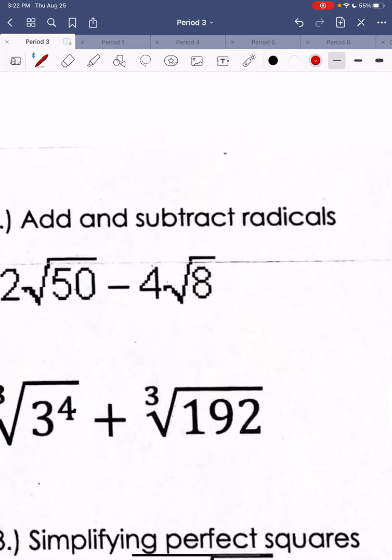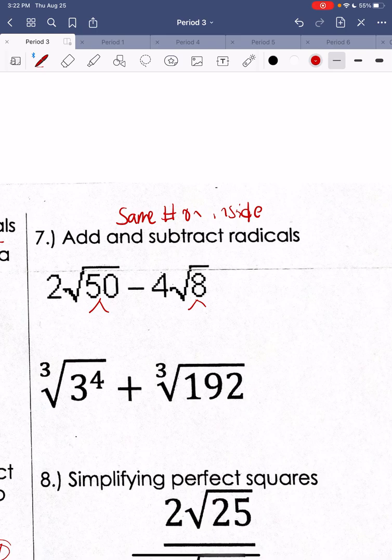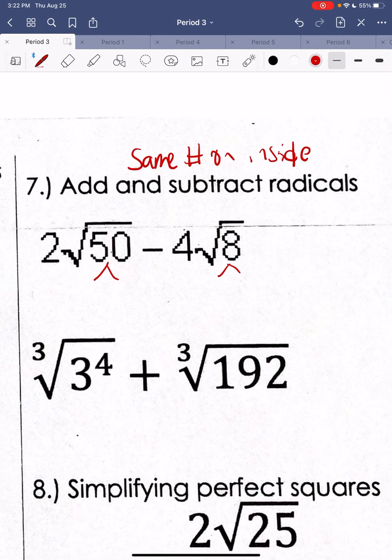The next thing you need to know is adding and subtracting. So we're going to break down that 50 and that 8. To add and subtract, you need the same number on the inside. So 50, we want to break down into perfect squares like 25 and 2, and bring down that 2. 8, we're going to break down to 4 and 2, and bring down that 4.